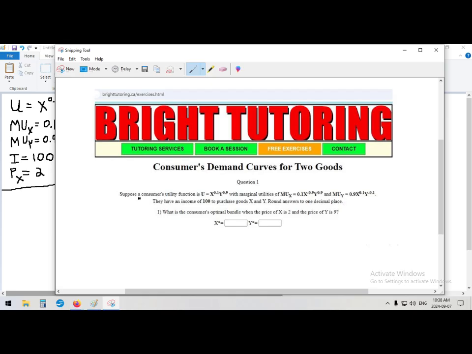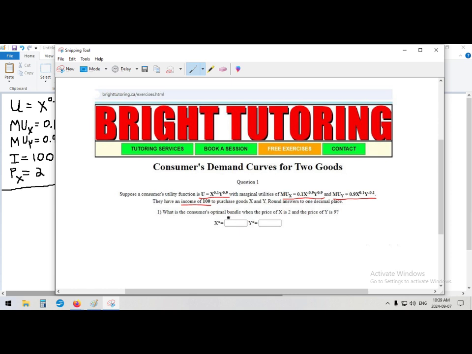So here's the question. Suppose we have a consumer with a Cobb-Douglas utility function where utility equals x to the exponent 0.1 times y to the exponent 0.9, which gives them the marginal utilities of MUx equals 0.1 x to the negative 0.9 times y to the 0.9, and the marginal utility of y equals 0.9 x to the 0.1 times y to the negative 0.1. With those preferences, we have to figure out what the consumer would do if they have an income of $100 to purchase goods X and Y.